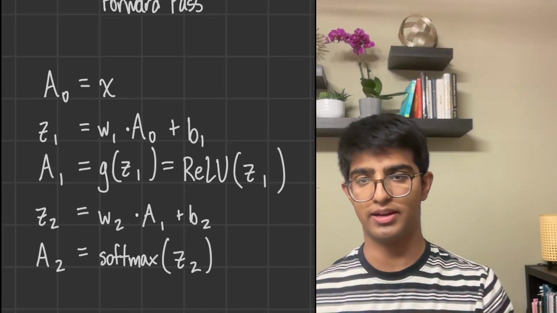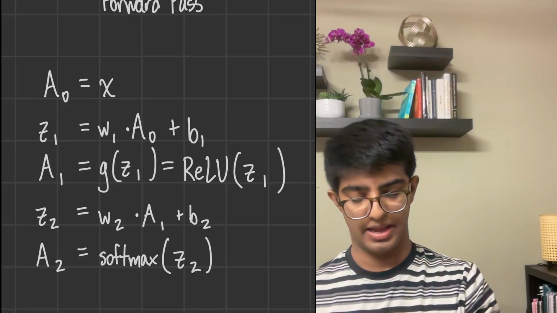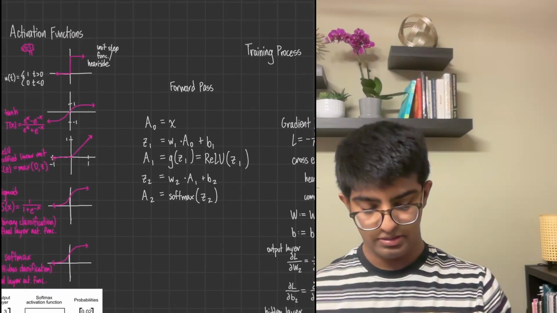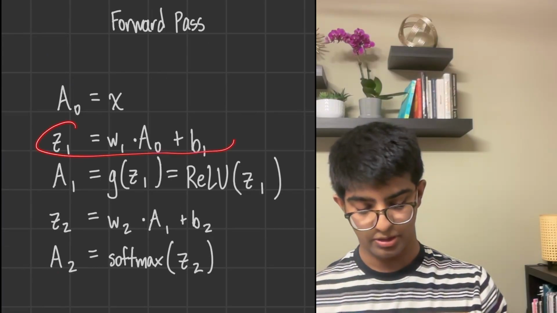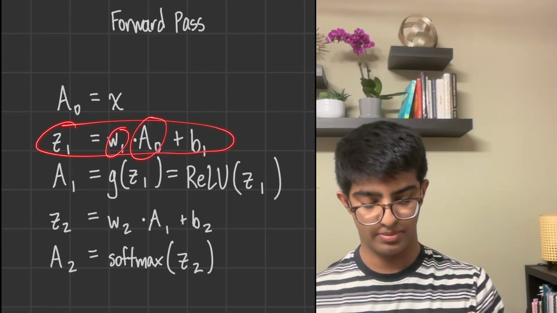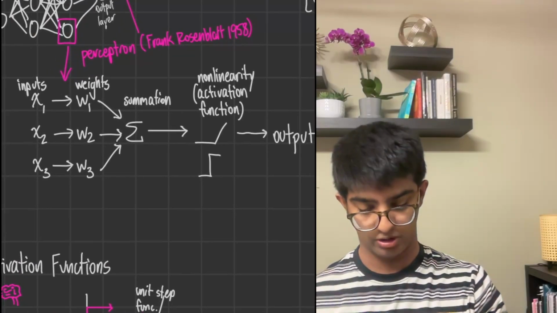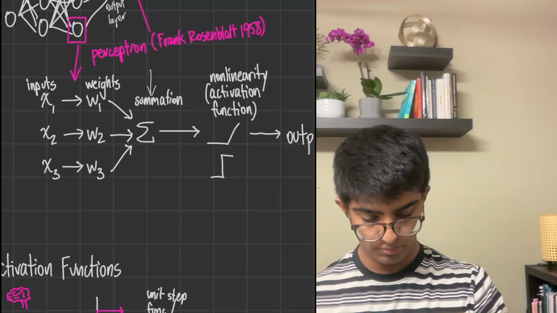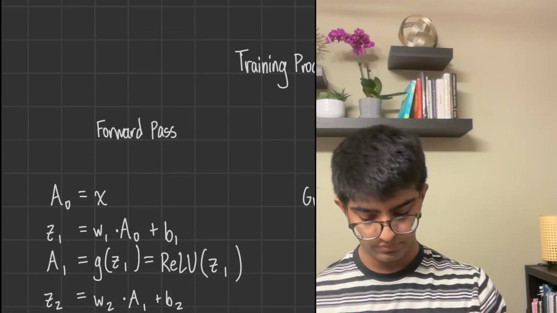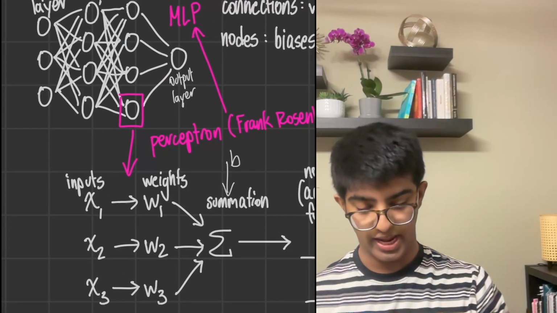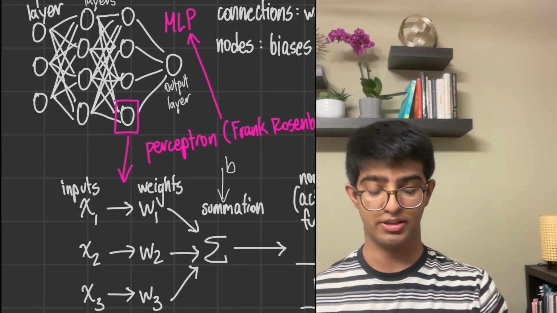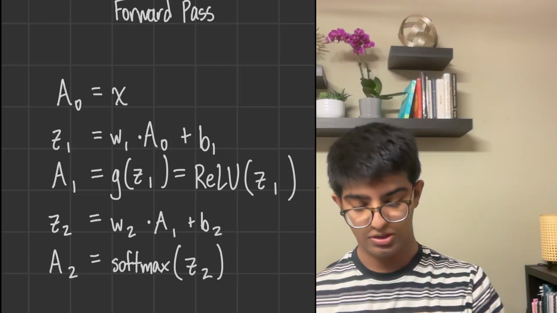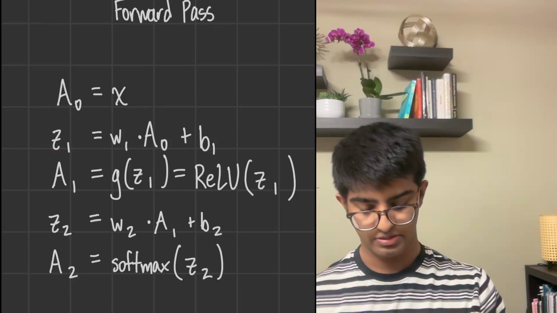So here we're going to represent A0 as X. This is our input. Z1 is going to be the weight times the input plus the bias. That's how the perceptron works. We take the inputs, the weights, plus the bias, where each node has its own bias and each connection is a weight. The first layer is the weight times the input plus the bias.